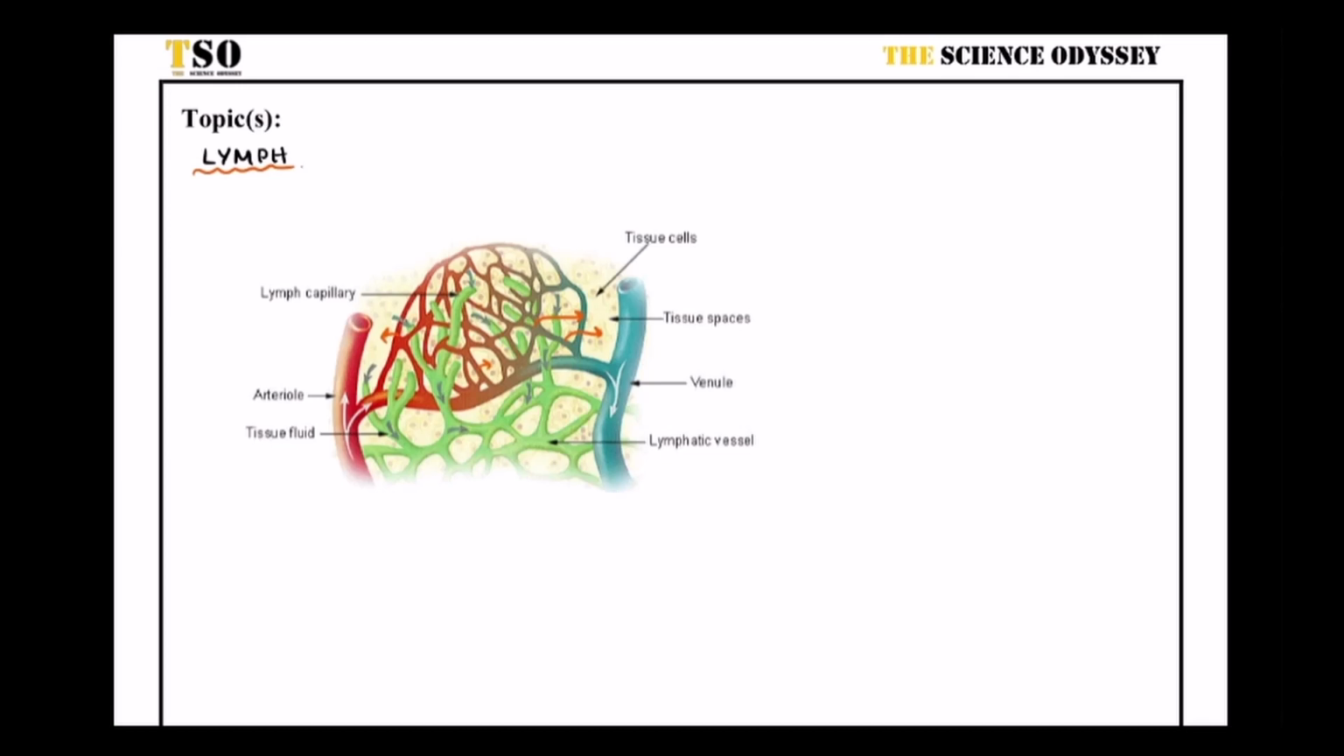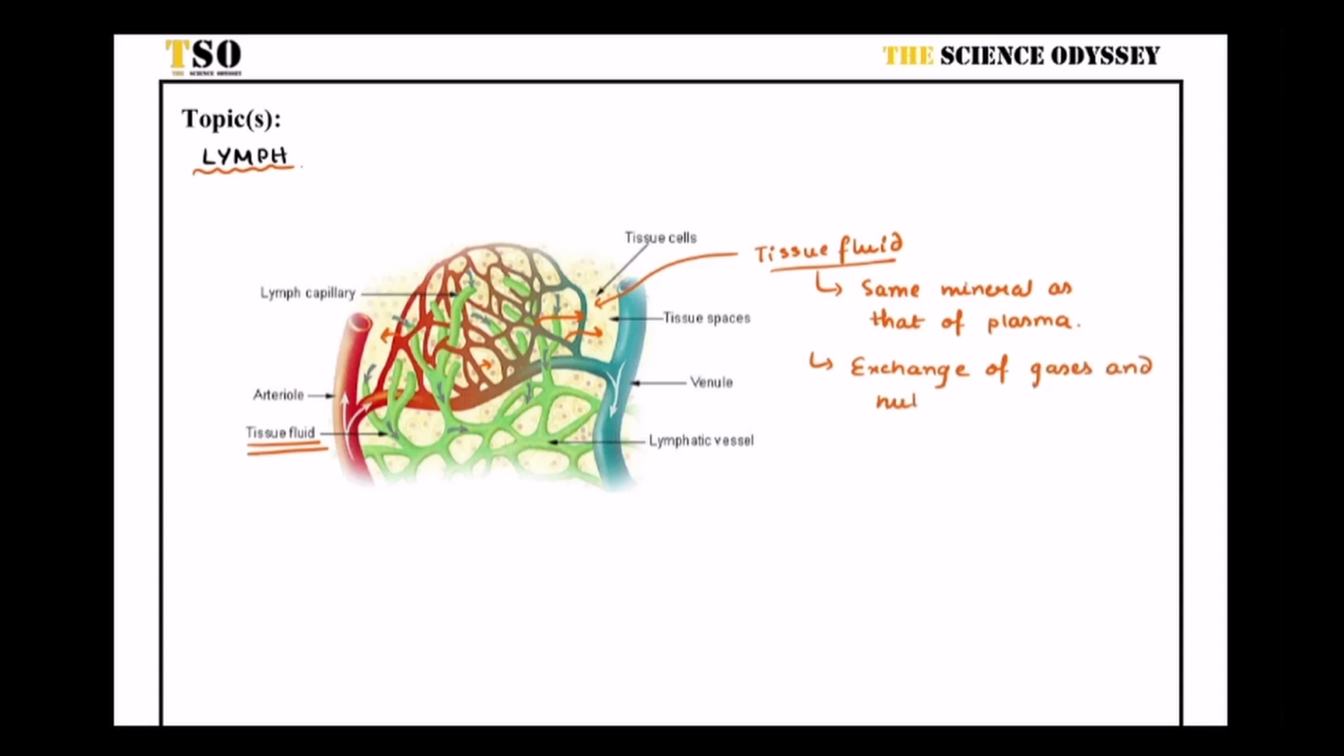Now, this fluid that is present in between the cells is called the tissue fluid. You can see it over here as well. It has the same mineral distribution as that of plasma. And the exchange of nutrients and other gases occurs through this tissue fluid between the blood and the cells. So let me write it down. Exchange of gases and nutrients. This occurs between the blood and the cells through this tissue fluid.